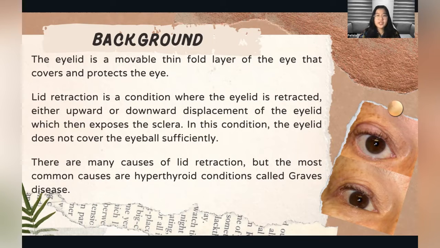One of the common conditions that can happen on eyelid is lid retraction, which is a condition that eyelid is retracted either as upward or downward displacement, which then exposes the sclera or the white part of the eye. In this condition, the eyelid doesn't cover the eyeball sufficiently, which is not safe for our eyes. There are many causes of lid retraction, but the most common cause is hyperthyroid condition called Graves' disease. Therefore, it is important for us to understand the diagnosis and management for lid retraction to prevent further complication which can worsen our refraction.